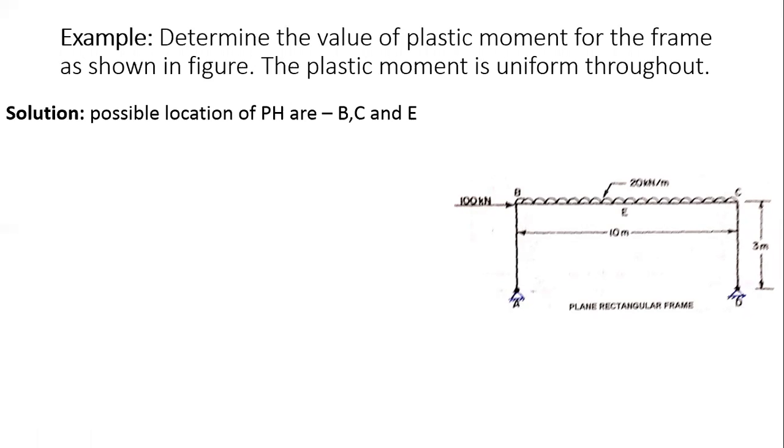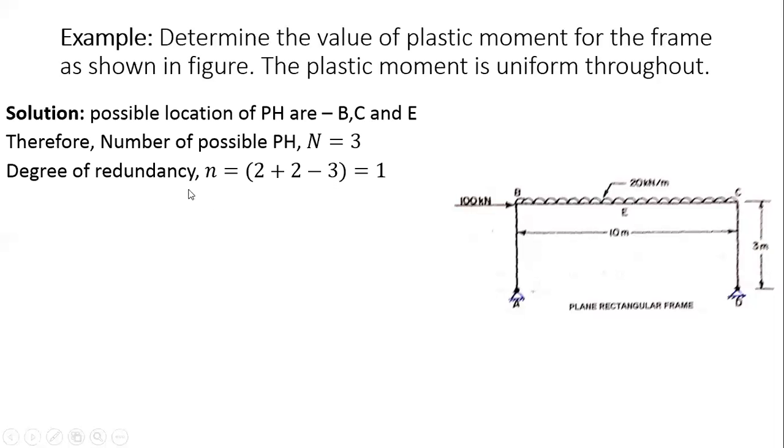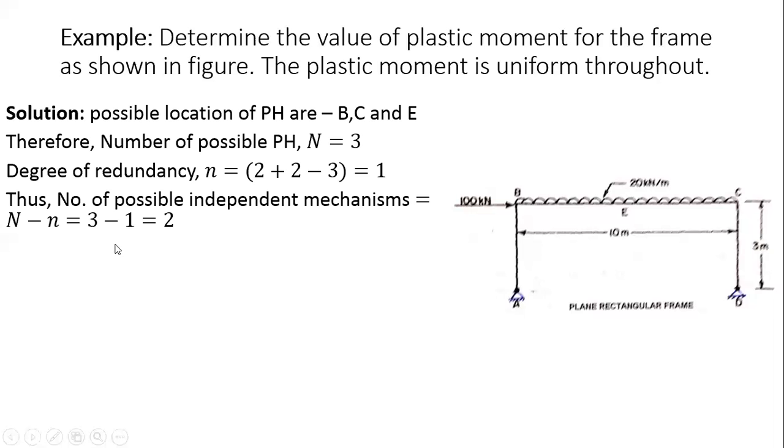What are the possible locations? First location at this joint, second at this joint, and one at point E, somewhere in between B and C. So we have B, C, and E. So total possible locations are 3. Degree of redundancy how much? We have 2 reactions here and 2 reactions here. So 2 plus 2 is 4, minus 3 equations available. So this is your 1. So number of independent mechanisms is 3 minus 1, that is your 2.